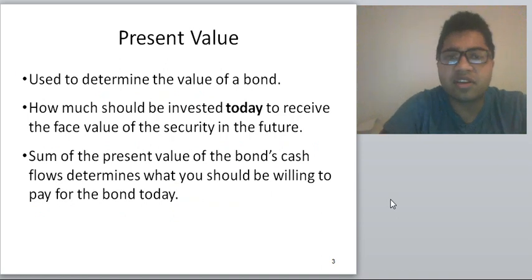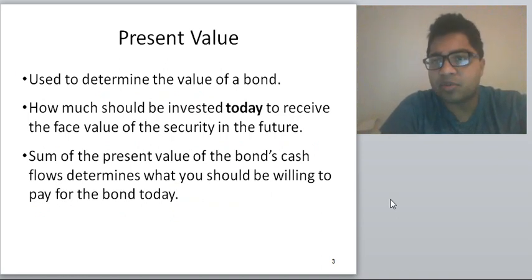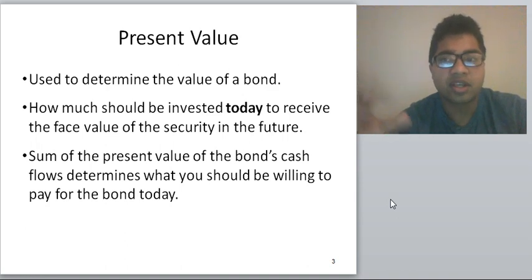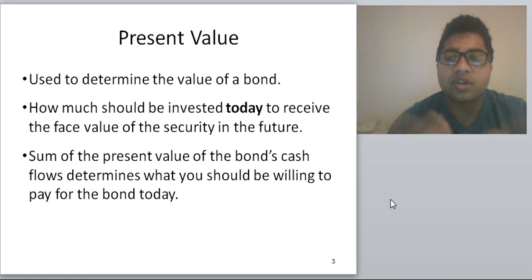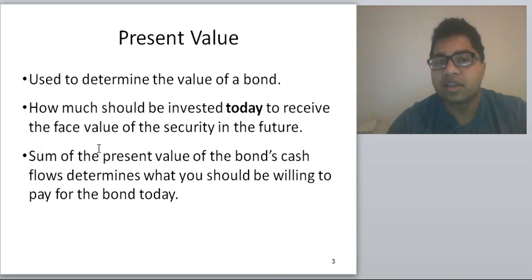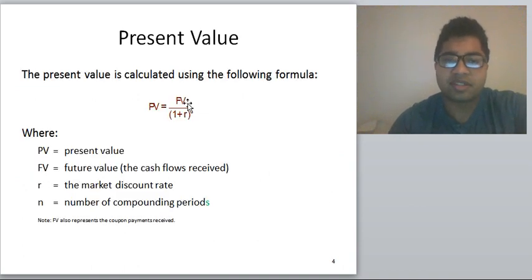So a little bit of time value of money. Bond price that you pay is always the present value of future coupons and the present value of the maturity value. So it has two components: present value of future coupons and present value of the maturity amount. So what is present value? It is used to determine the value of the bond. How much should be invested today to receive the face value of the security in future? So it is the sum of present value of the bond's cash flows that determines what you should pay for the bond today. So the formula for present value is equal to future value divided by 1 plus discount rate R to the power n.